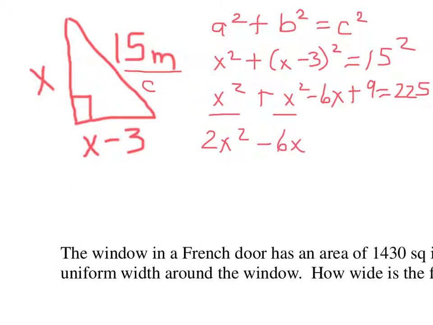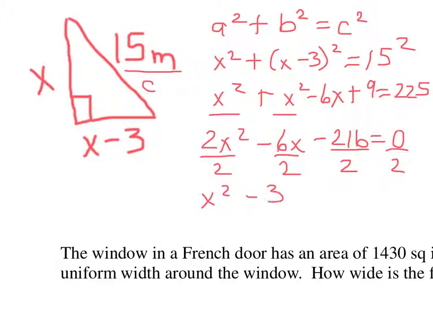And how about we subtract 225 from both sides so that we get equals 0. If we subtract 225, that'll be 9 minus 225, minus 216. Notice all these numbers are even. Let's just divide everything by 2. That'll put it in a nice form. x squared minus 3x minus 108 equals 0. Can we factor this?